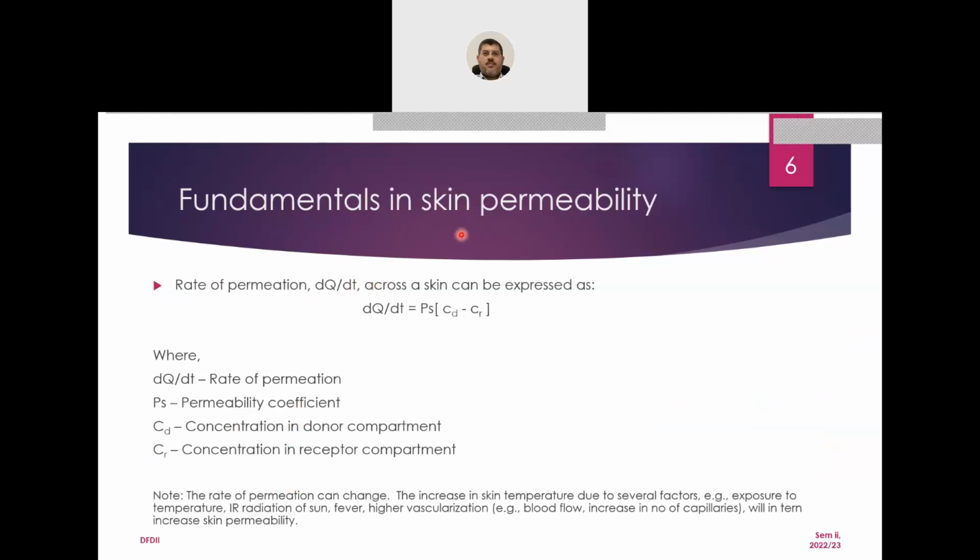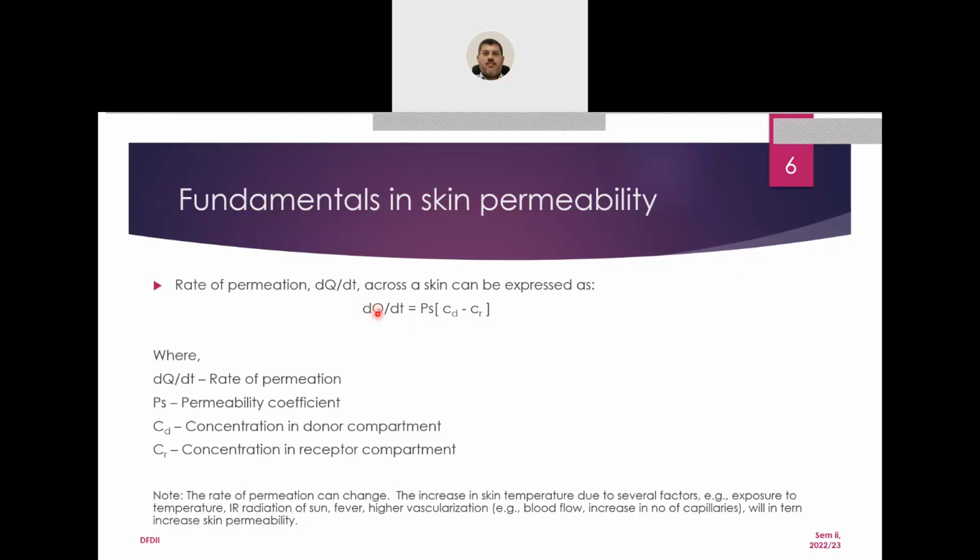In order for the drug to reach the systemic circulation, it should have good skin permeability, or good skin penetration ability. This permeability of the skin to drugs can be expressed by an equation. The rate of permeation of the drug across the skin can be expressed as dQ/dt = Ps (Cd - Cr).